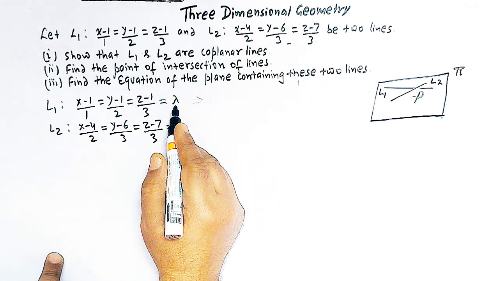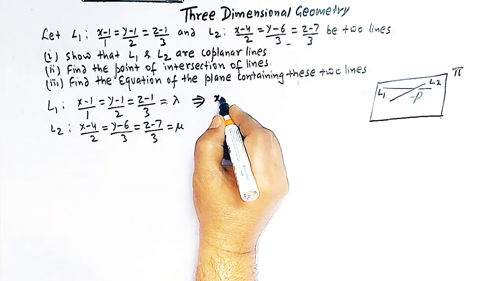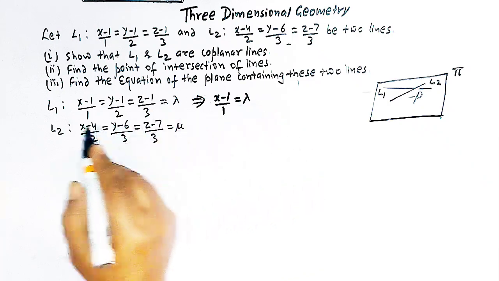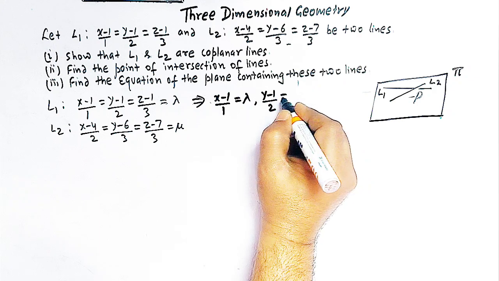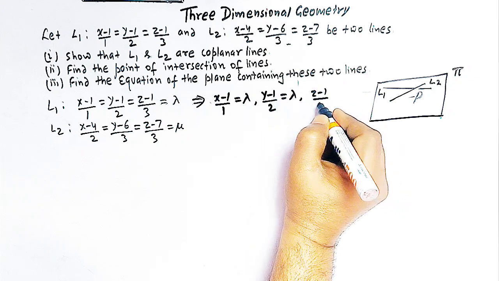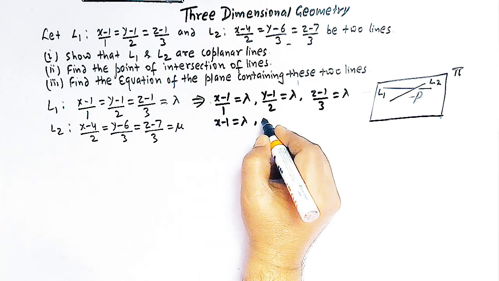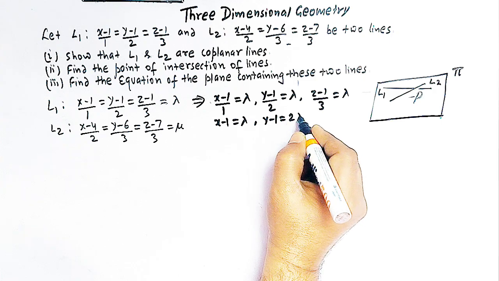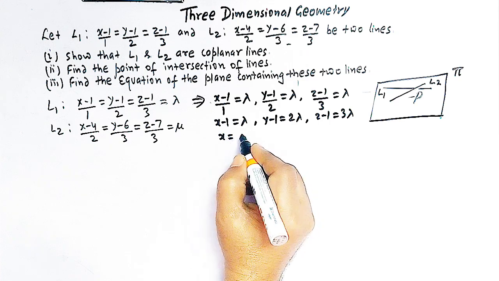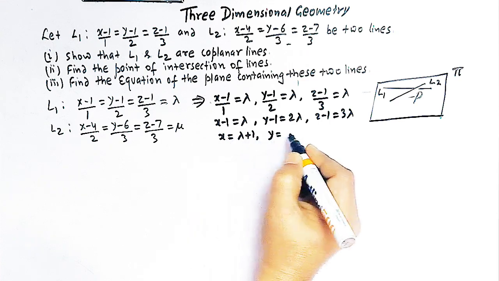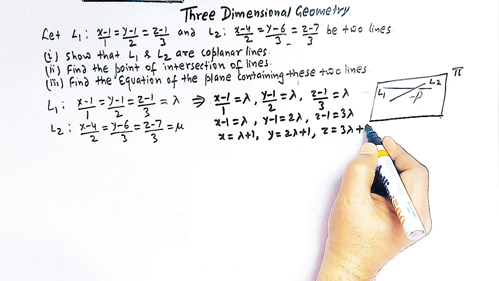So from here we can write: x minus 1 over 1 is equal to lambda, y minus 1 over 2 is equal to lambda, and z minus 1 over 3 is equal to lambda. So from here we have x minus 1 is equal to lambda, y minus 1 is equal to 2 lambda, and z minus 1 is equal to 3 lambda. So x is equal to lambda plus 1, y is equal to 2 lambda plus 1, and z is equal to 3 lambda plus 1.